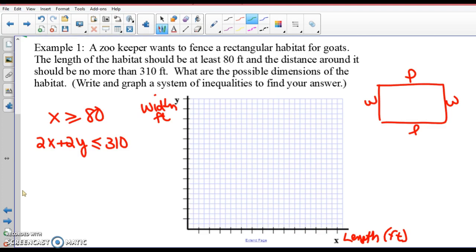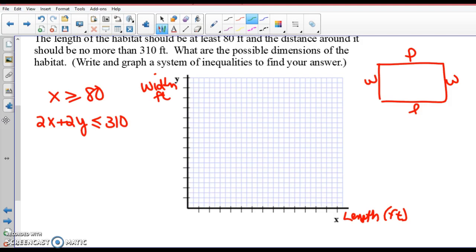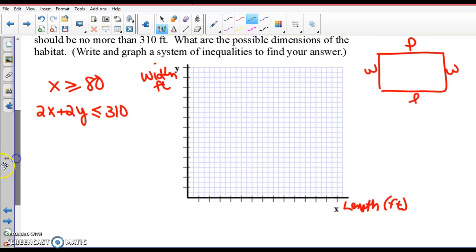By the way, before we do anything, we've got to figure out our grid lines or our scale. 80. If I divide 310 by 2, let's figure out what our grid markers are going to be on our graph. My x value, I'm tempted to go by 10s, right? Because I need to go out to 80. But down here for this inequality, what's 310 divided by 2? 155. So let's go by 20. I think 20s is not a bad idea. Well, no, you want to be able to see this graph.